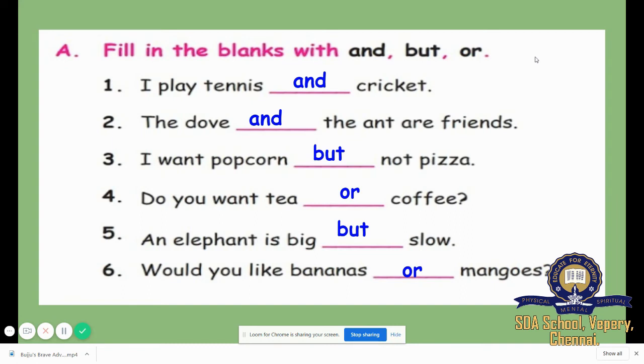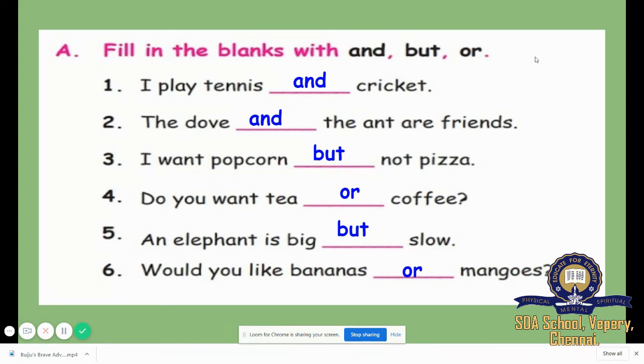Next, do you want tea or coffee? I repeat, do you want tea or coffee? Why are we using or here? Because they have given two options and we need to choose any one. Choose any one out of the two given options. What are the options? Tea or coffee. So we need to add the conjunction or.